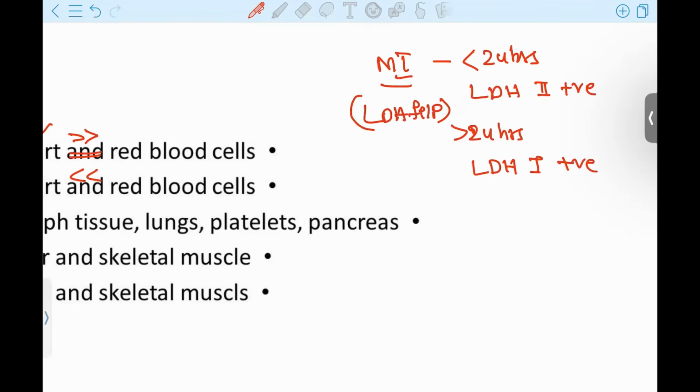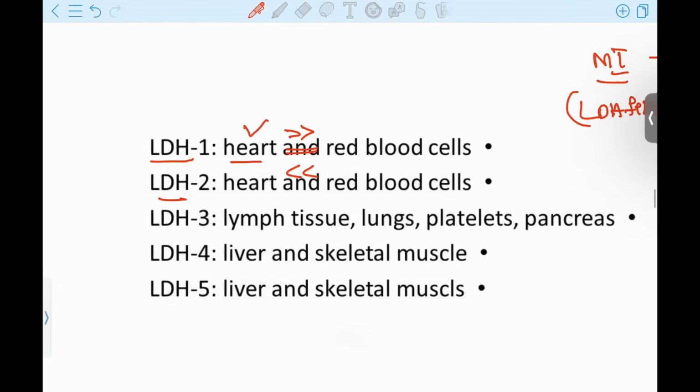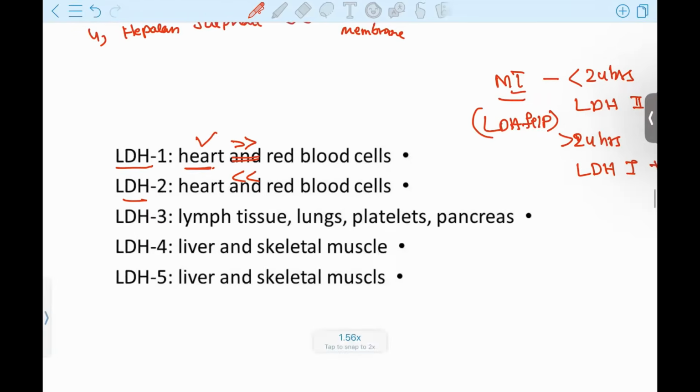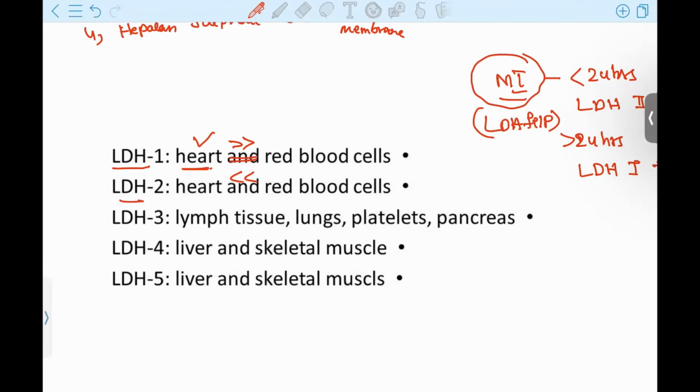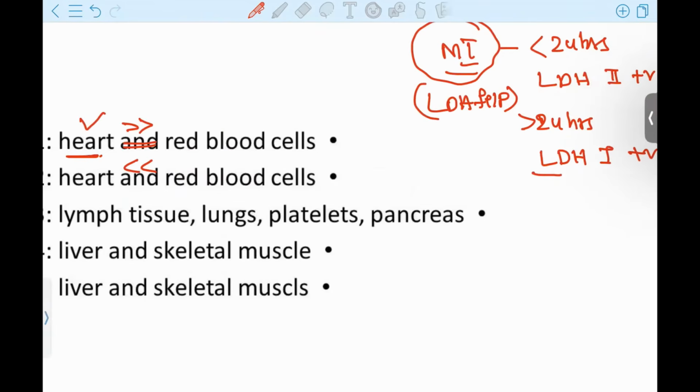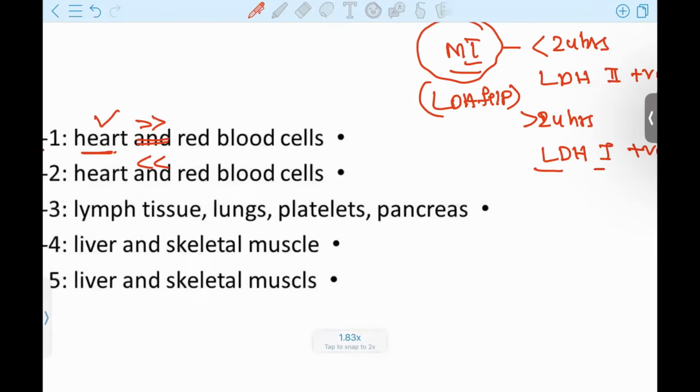Okay. Basically, your heart will contain only LDH1. If the LDH1 is damaged due to myocardial infarction, this LDH1 will leak into the blood vessels. So that's why, after more than 24 hours, if you test, the LDH1 is positive in the blood test.